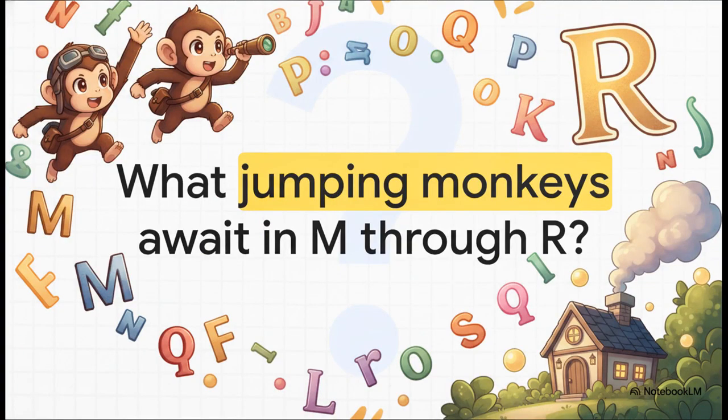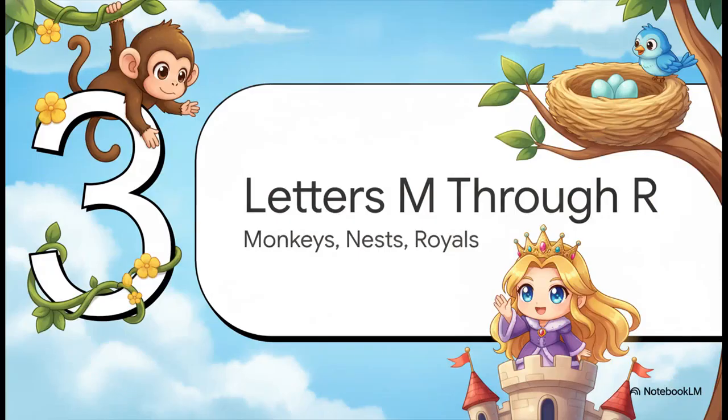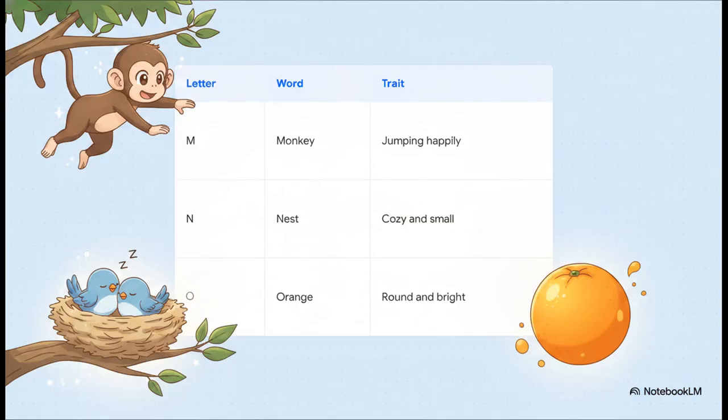Wow, we've made it all the way to L. We are almost halfway through the whole shebang. As we bridge to the next section, I want you to think about what comes next. What jumping monkeys and cozy homes are waiting to be discovered as we move from M through R? Let's find out in Section 3, letters M through R. Monkeys, nests, and royals. Notice the flow of energy here. It's actually really clever. We kick off with high kinetic energy at M, monkey, jumping tree to tree, having fun so happily. But then, boom, the pacing calms right down for N.